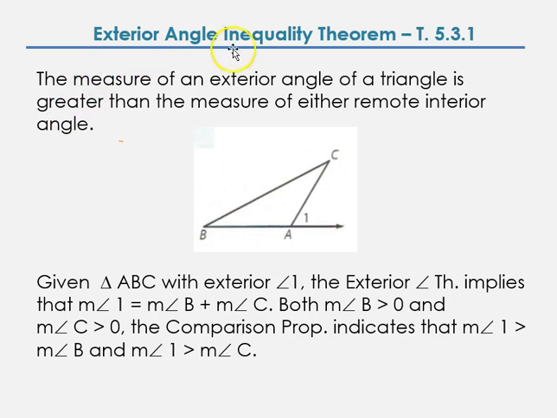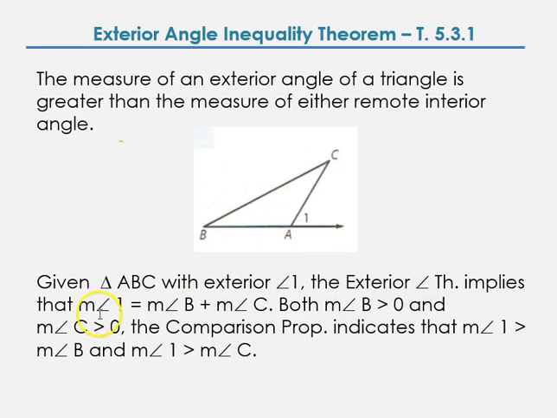The exterior angle inequality theorem, theorem 5.3.1: The measure of an exterior angle of a triangle is greater than the measure of either remote interior angle. Given triangle ABC, we can see that here, ABC, with exterior angle 1.